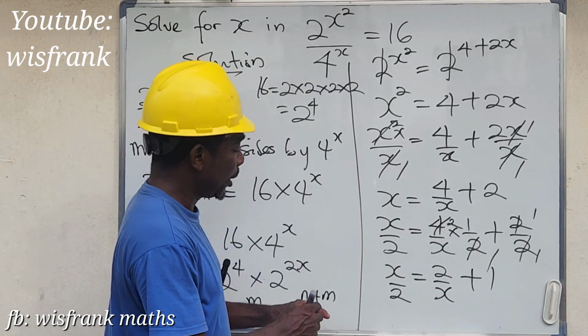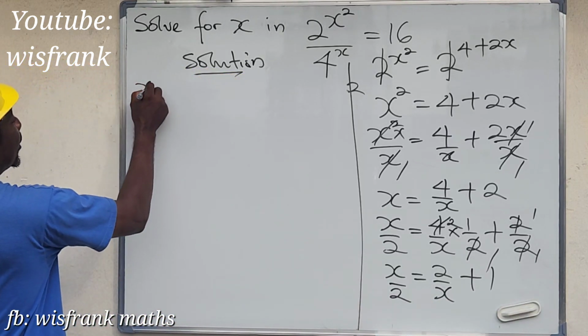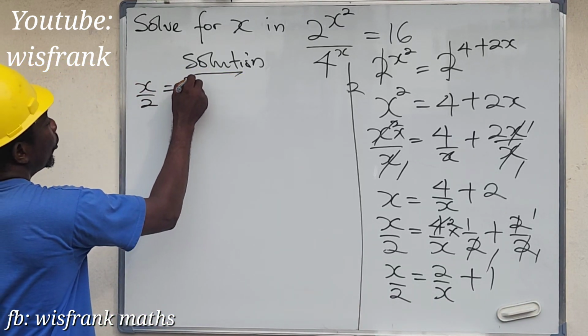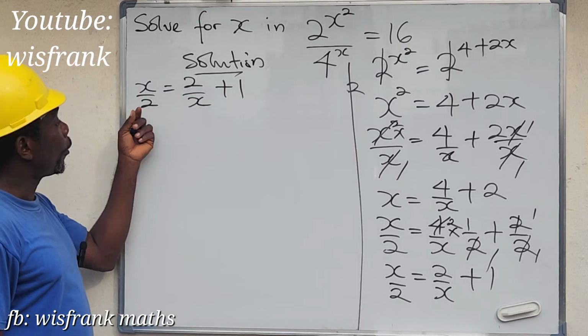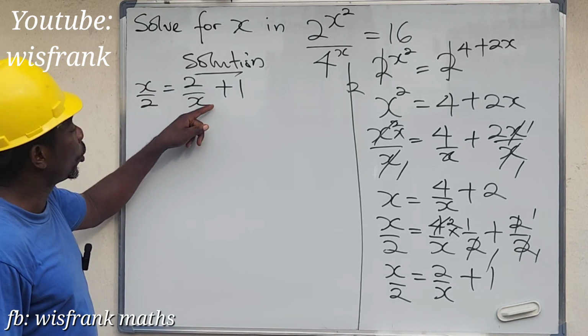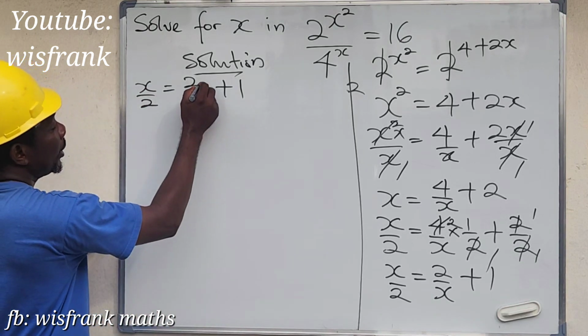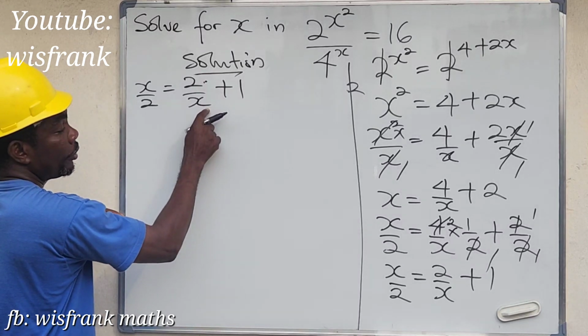So how do we do that? We need to clean this. So here, as we said, we have x all over 2 equals 2 all over x plus 1. For us to have the same x all over 2 on the right hand side, what we are going to do is divide the numerator of this fraction by 2 and the denominator of this fraction by 2.